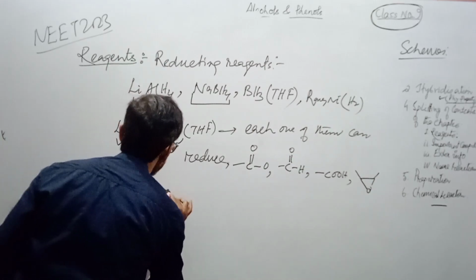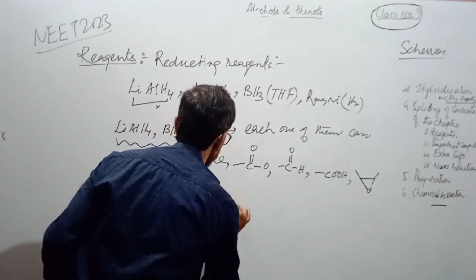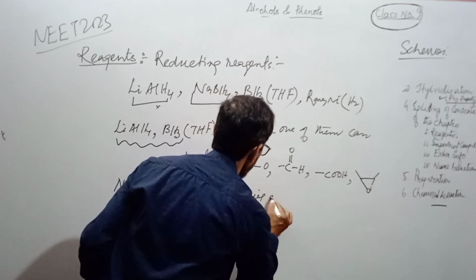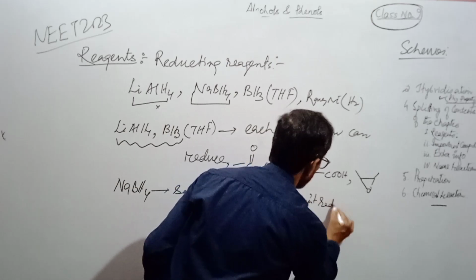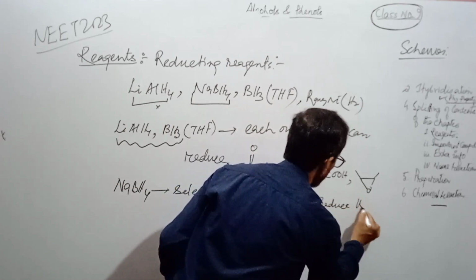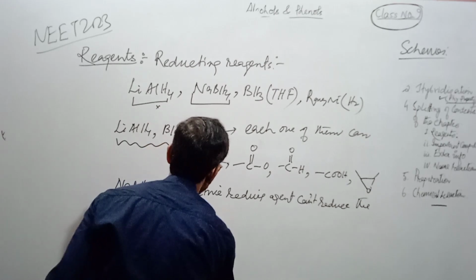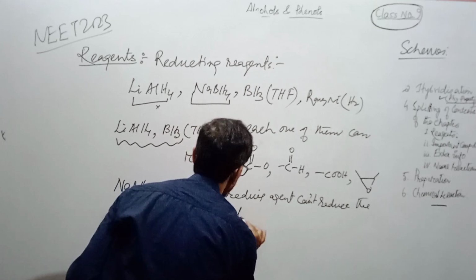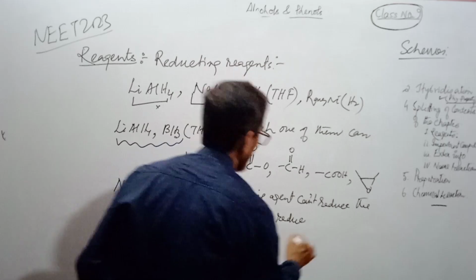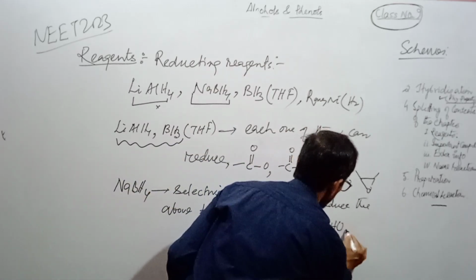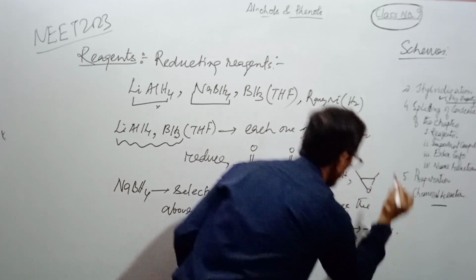NaBH4 is a selective reducing agent. Mind this one. It cannot reduce the above functional groups, but can reduce CHO only to CH2OH.